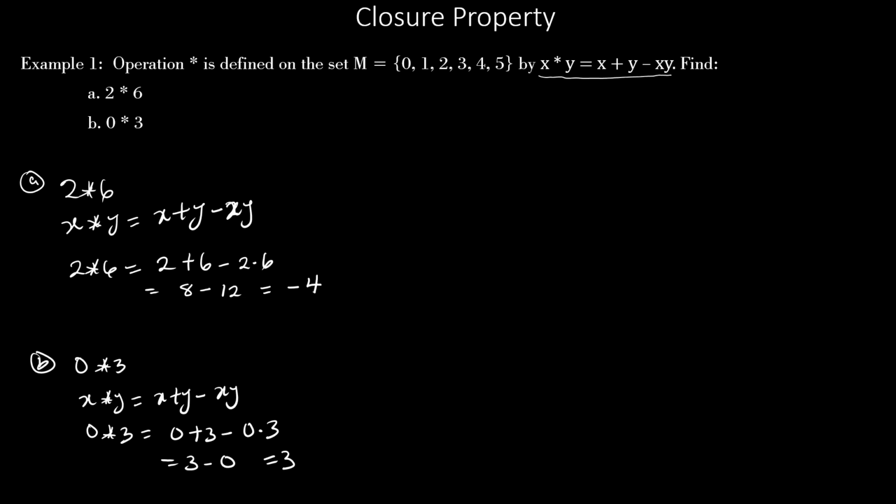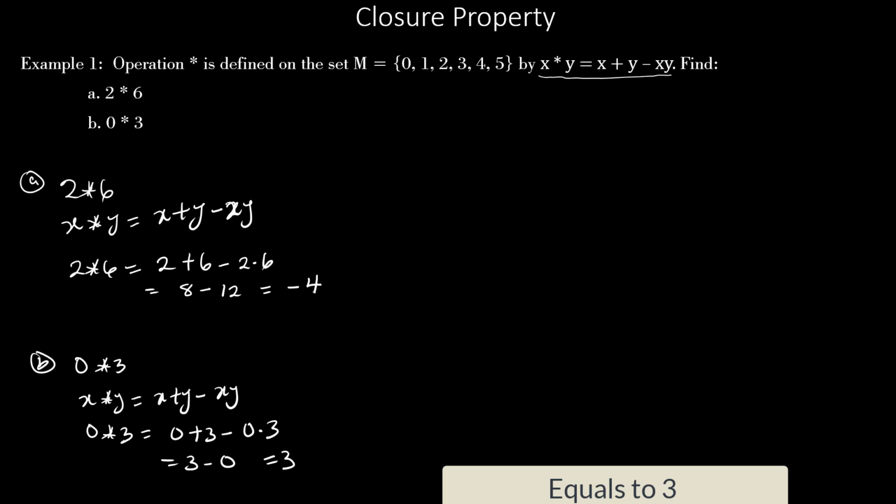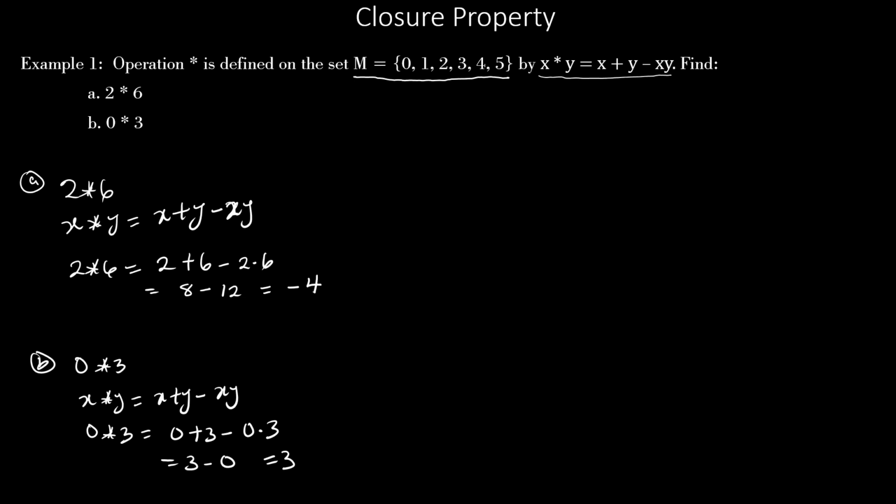Now, if you are to relate this to closure property, we have our set M, which is defined as M equal to 0, 1, 2, 3, 4, and 5. But we have the solution to question A, which is equal to minus 4. If you check, minus 4 is not an element of this set. So we can say that set M is not closed under the operation asterisk, since we have an answer which is not an element of this set.